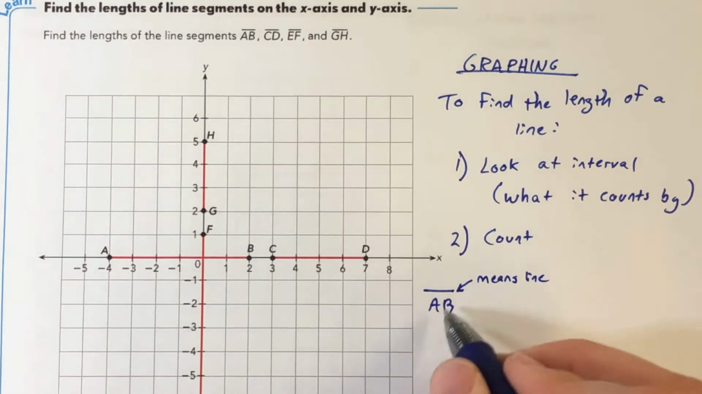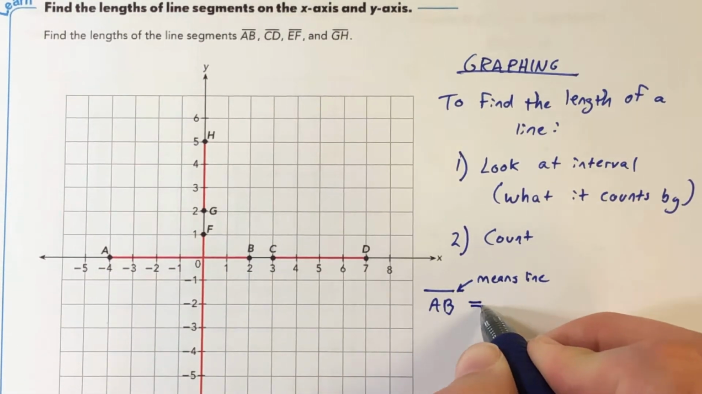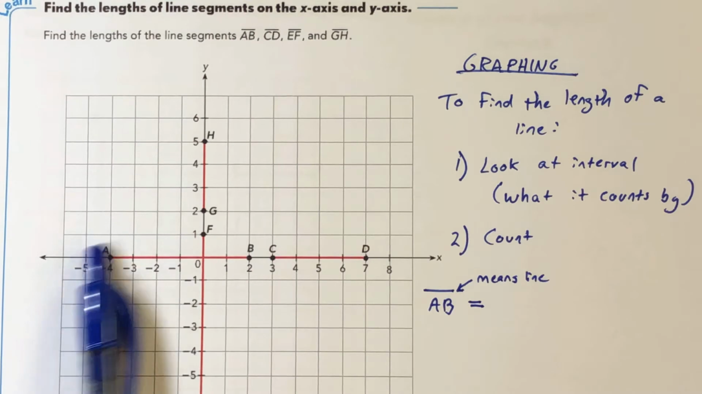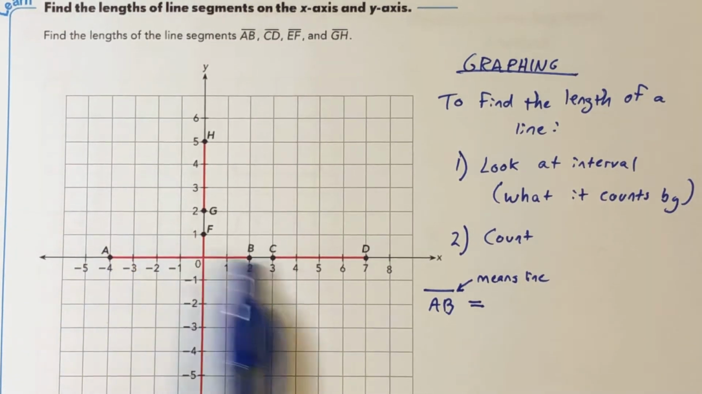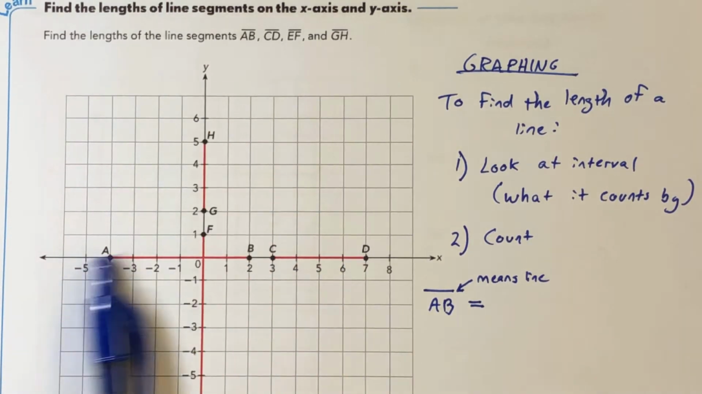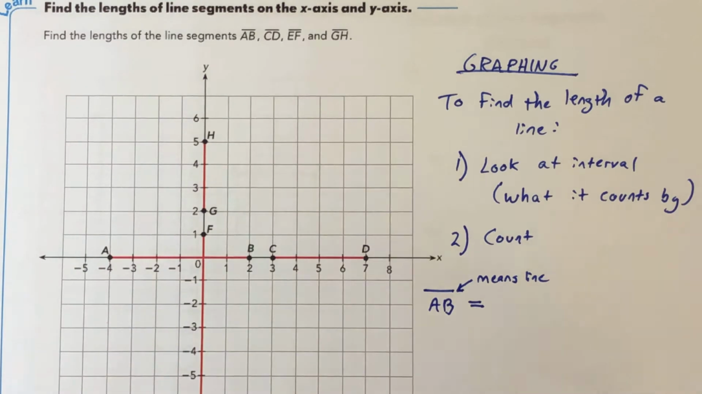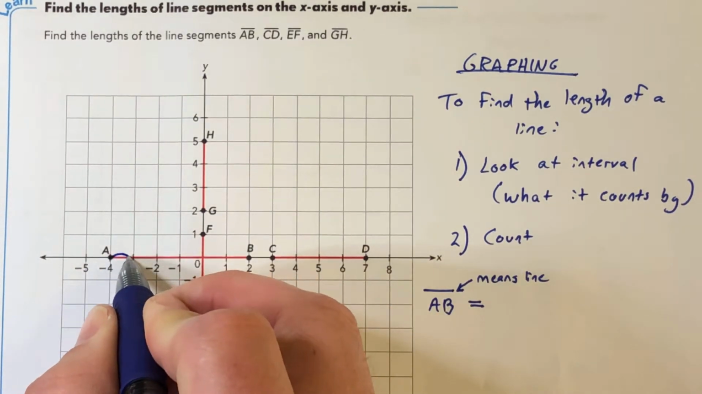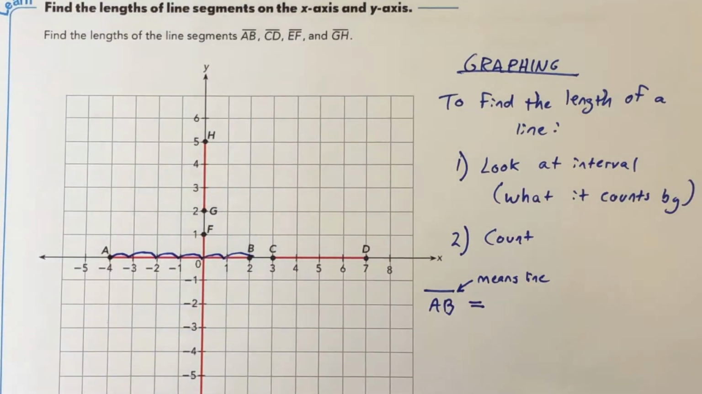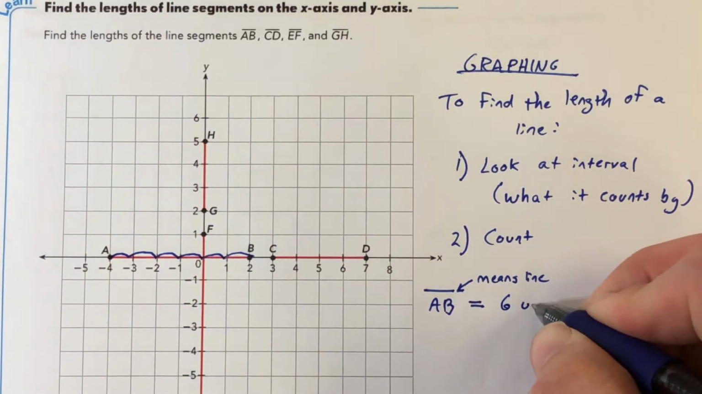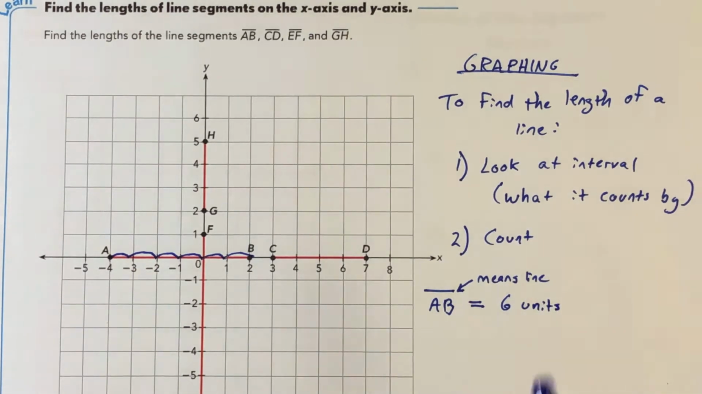So I want the length of line AB. So A has already been plotted, not pointed, it is a point. B has already been plotted, and then I'm going to look at my interval. They all count by 1s, and then I count. So 1, 2, 3, 4, 5, 6. So line AB is equal to 6 units. Units is our label since we aren't given any other choice or option.